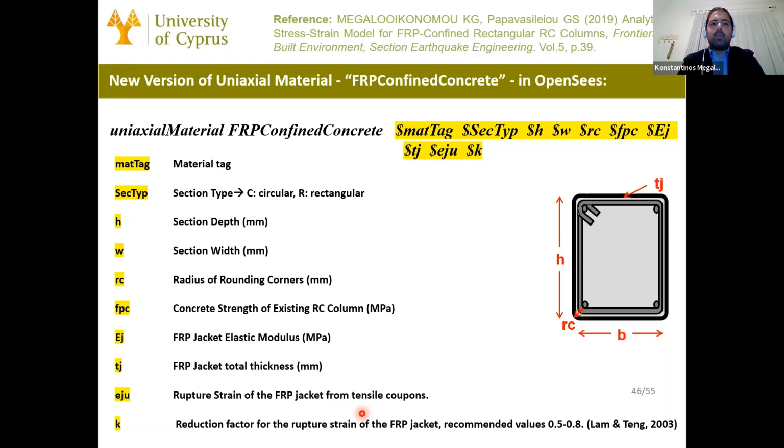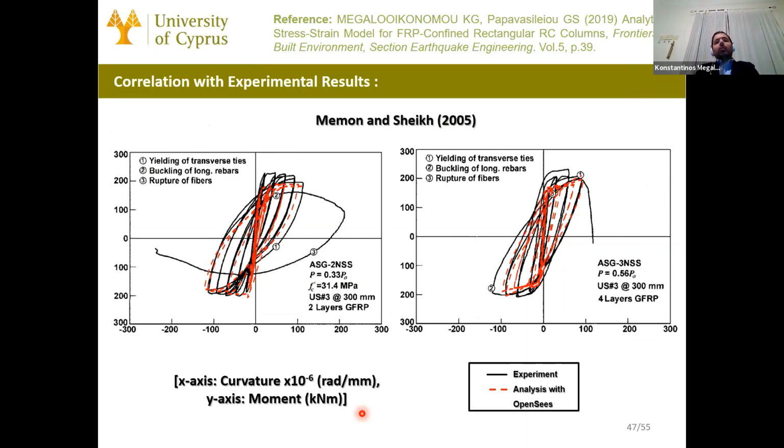And then here is a comparison with square columns. It's an experimental study from Memon and Sheikh from the University of Toronto. We applied a fiber model for the cantilever column, and we recorded the curvature at the critical section inside the plastic hinge length. And we compare the cyclic moment curvature response to the experimental one.